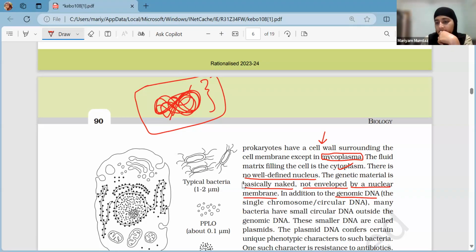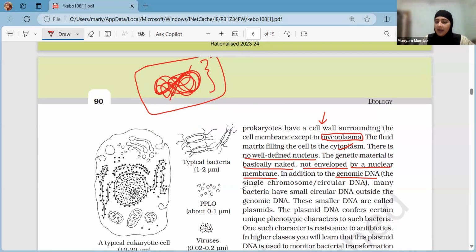Genomic DNA is the one that refers to the nuclear DNA. Apart from the genomic DNA, which is a single chromosome and circular DNA, many bacteria have small circular DNA outside the genomic DNA, meaning they have extra DNA. Those smaller DNA are known as plasmids. You might have studied plasmids in biotechnology. You remember cloning vector? Those plasmids are extra-chromosomal DNA. Remember, extra-chromosomal DNA, that is apart from the genomic DNA.